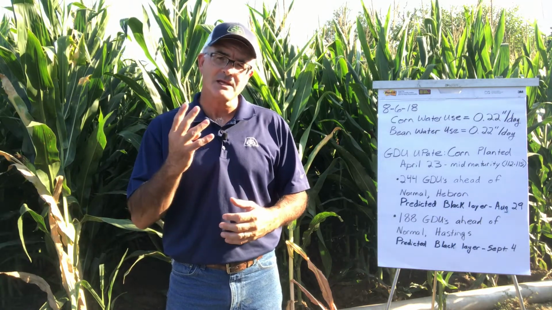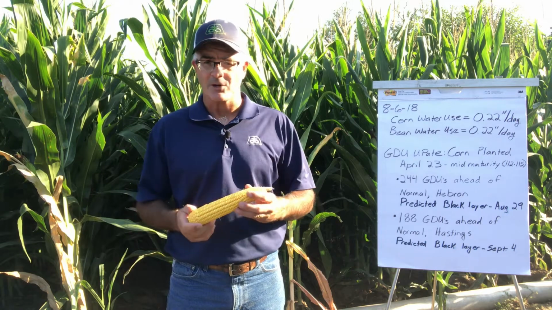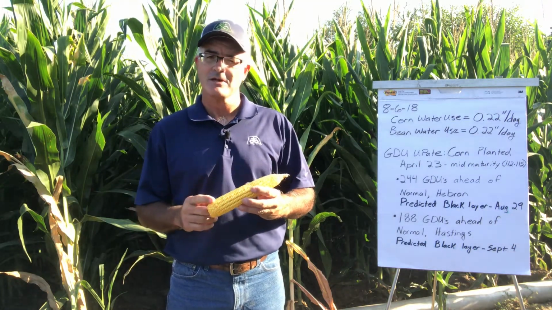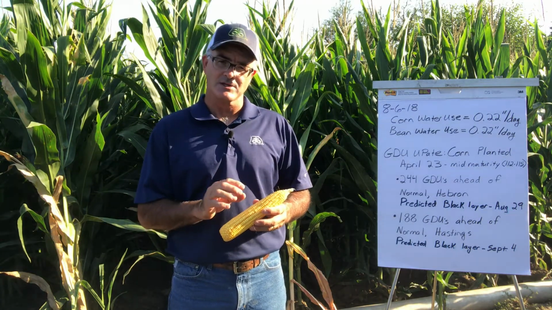Now there are four main yield components on corn. The first is your number of ears per acre. The second is the number of kernel rows on an ear. The third is the number of kernels long, and the fourth would be your kernel depth or test weight.